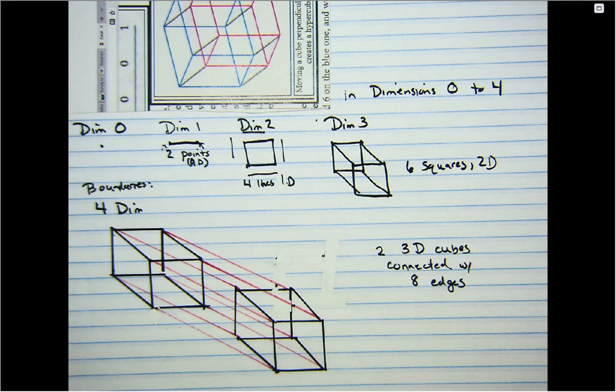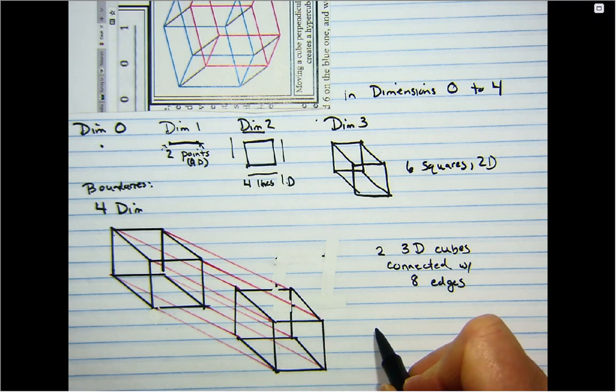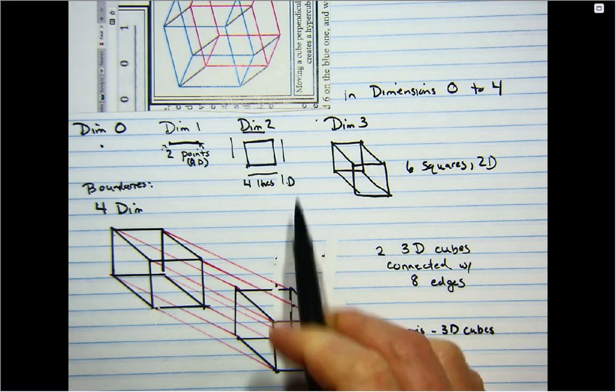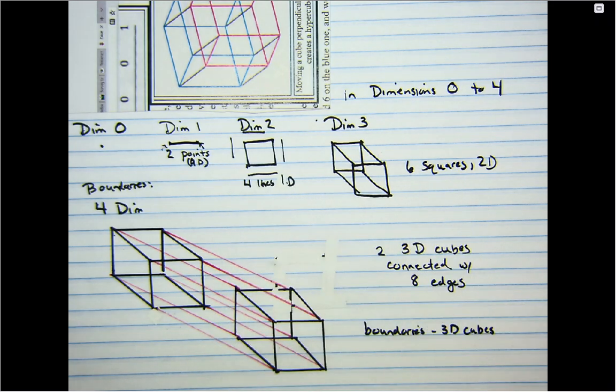Would it be 2 cubes? They'd be cubes. Definitely cubes. So they're 3D cubes. Because you see how we go up a dimension for the boundaries on each one? And then the number of boundaries, the number of cubes that enclose this 4D cube, would be 8. We go 2, 4, 6, 8.